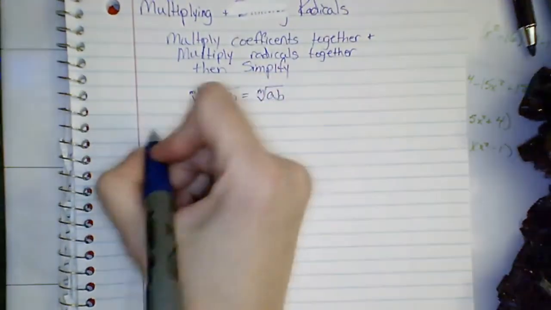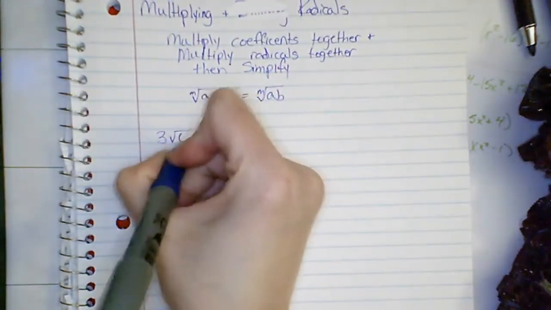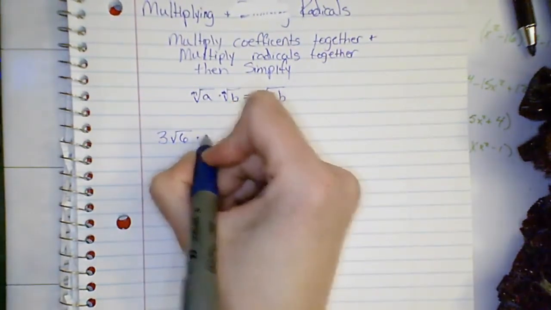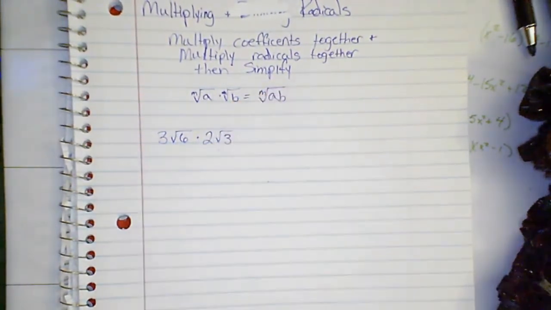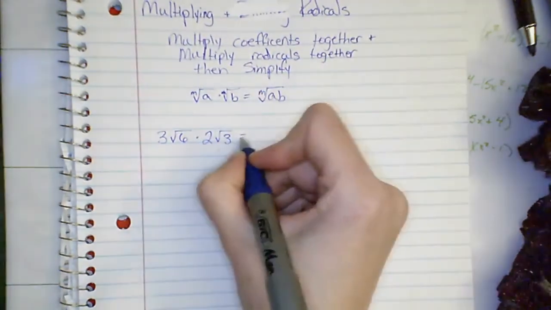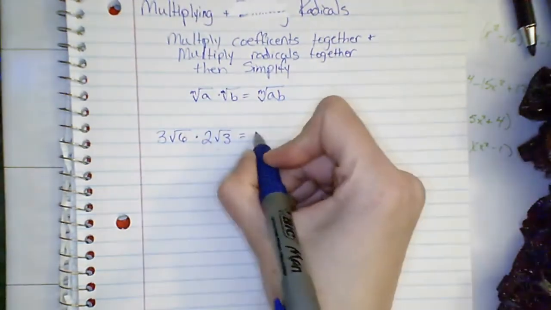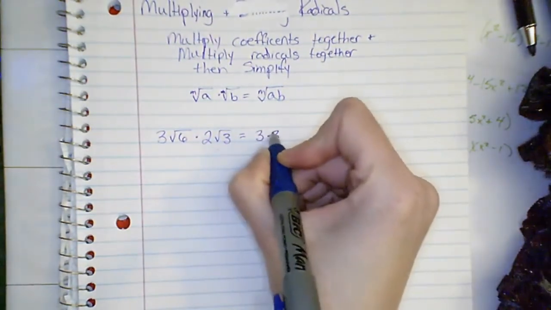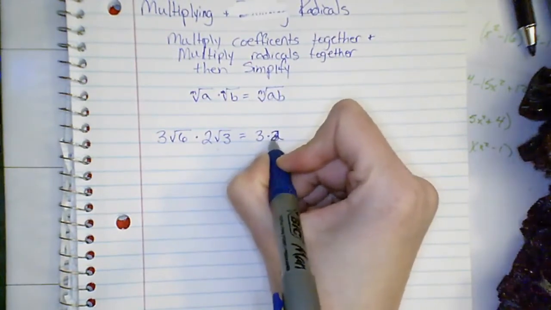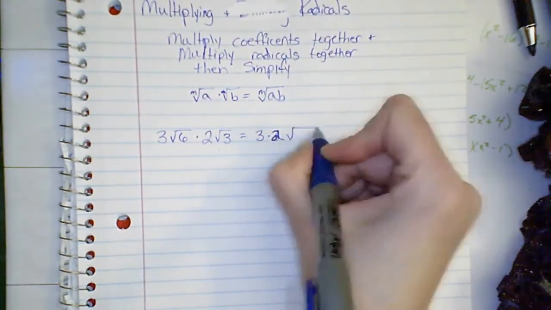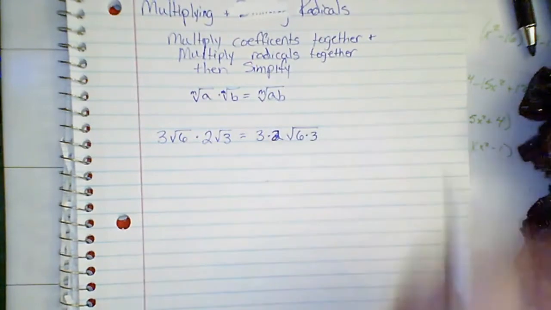So the first one, we have 3 square root 6 times 2 square root 3. And remember, the break out of jail method: if you have outside numbers, they can multiply. If you have inside numbers, they can multiply. You cannot take an outside number and multiply it with the inside number. So we will have 2 times 3. And then inside our radical, we have 6 times 3.